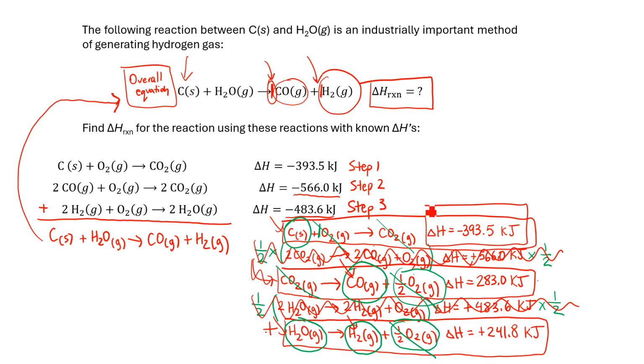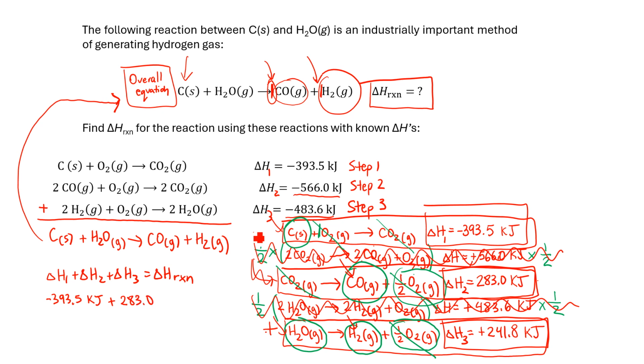Now we need to take our new delta H's and add those up. If we added all the reactions up and we got the overall reaction, let's add these up. So delta H, let's just call this 1, 2, 3. This is our 1, 2, 3. So delta H1 plus delta H2 plus delta H3 equals delta H of the reaction. Delta H1 is negative 393.5 kilojoules plus delta H2, which is 283.0 kilojoules, plus delta H3 is 241.8 kilojoules. All right, when we add these up, this is going to equal plus 131.3 kilojoules.